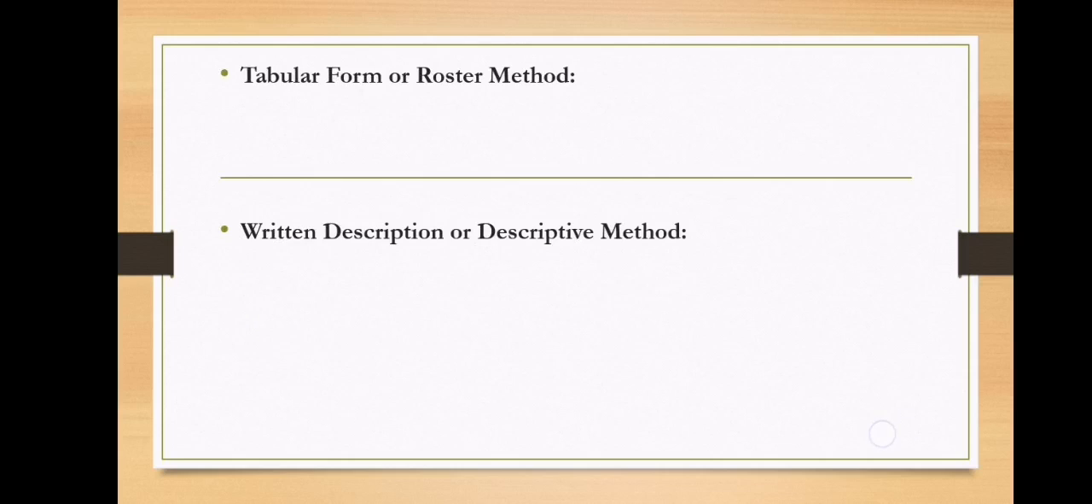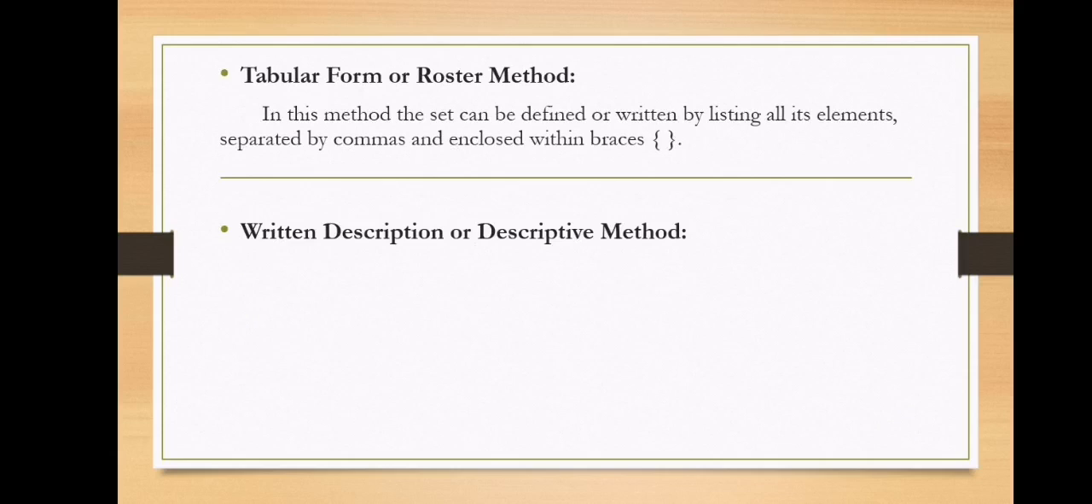Tabular form or roster method. In this method, we write a set by listing all its elements separated by commas and enclosed within braces. It is the usual representation of a set. That is, if a set is represented as 1, 2, 3, where the numbers are written separately, separated by commas and enclosed within curly brackets or braces, then we can say that it is the tabular form or roster method of writing a set. The example of it is A is equal to 1, 2, 3, 4, and its examples can be considered as all those sets which we just studied in the fundamental sets.